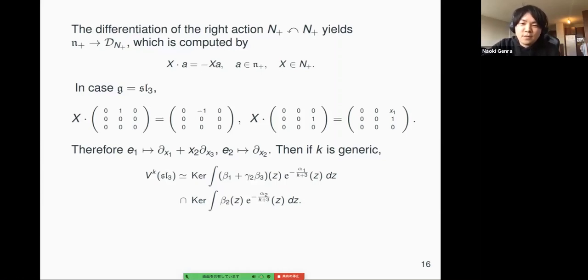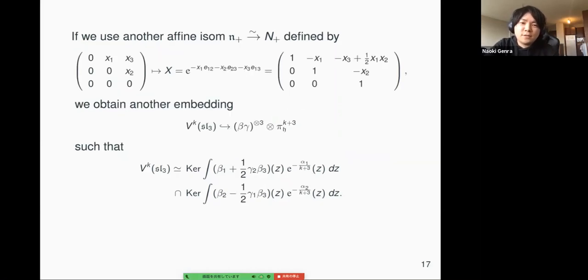But you know that this expression really depends on the choice of the affine isomorphism from small n plus to large n plus. In fact, if you use another affine isomorphism from small n plus to large n plus, defined by one exponential, the power of the exponential is minus x1, minus x2, minus x3. It becomes a little bit different. You can find that this 1/2 coefficient appears.